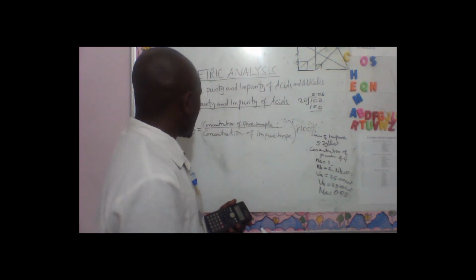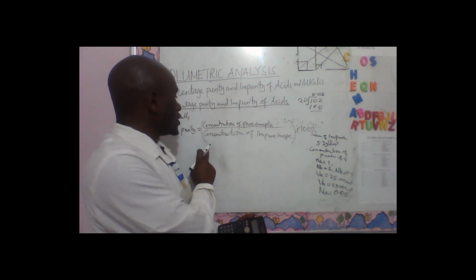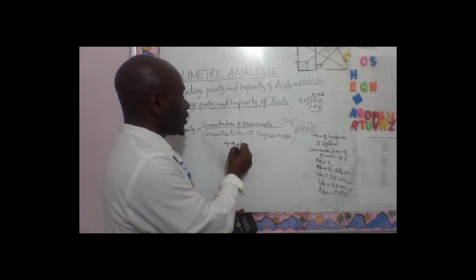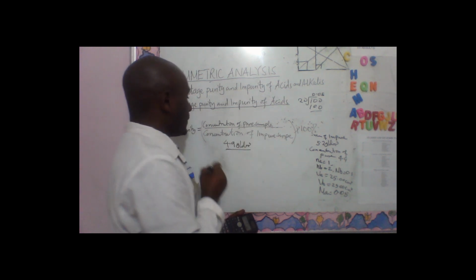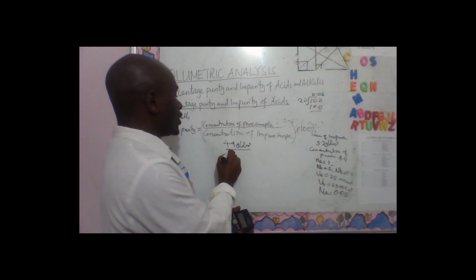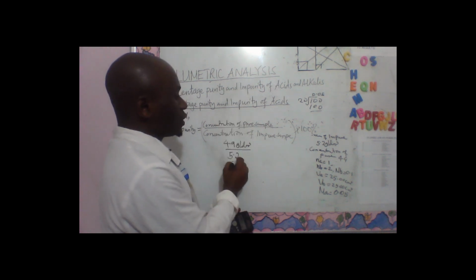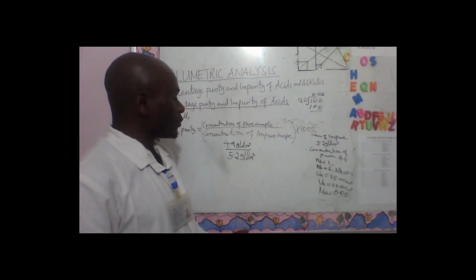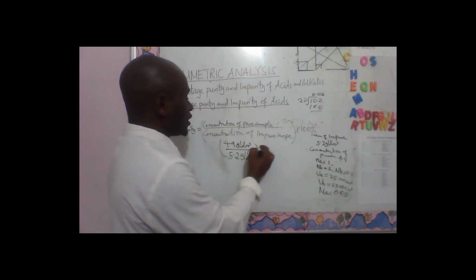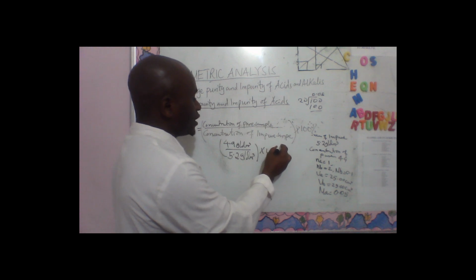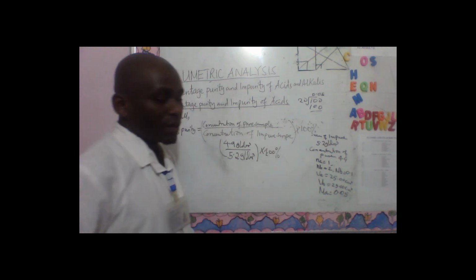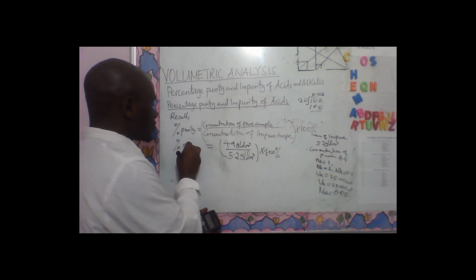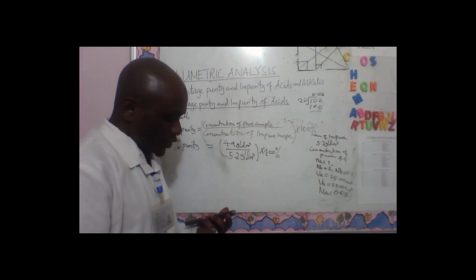So let us see how it is. Percentage purity here is equal to concentration of pure, which is 4.9 gram per decimeter cube, over concentration of impure, which is 5.2 gram per decimeter cube. But this one must be multiplied by 100%. This is equal to percentage purity.